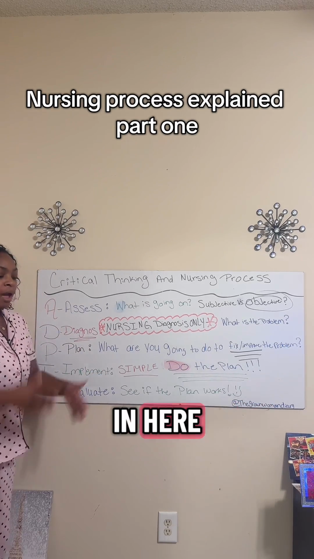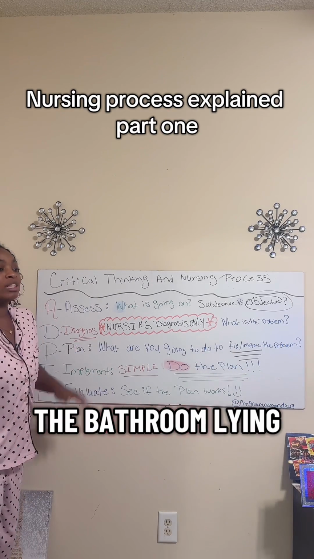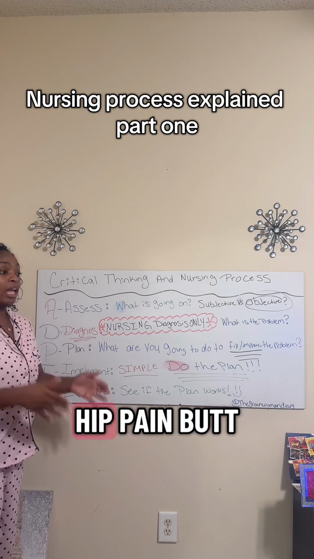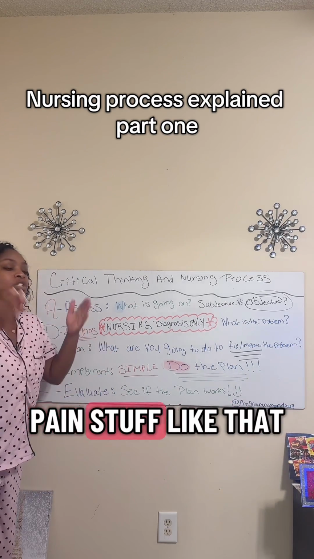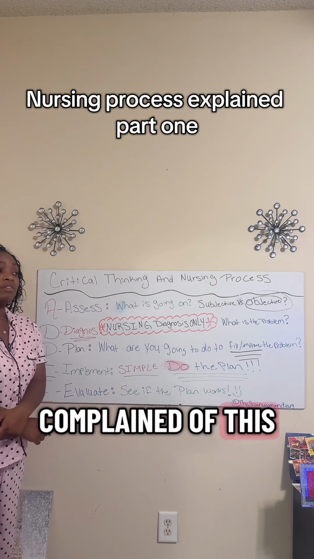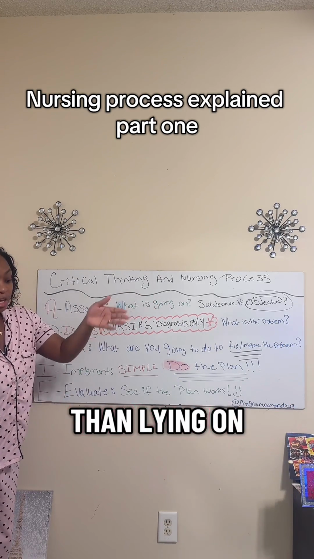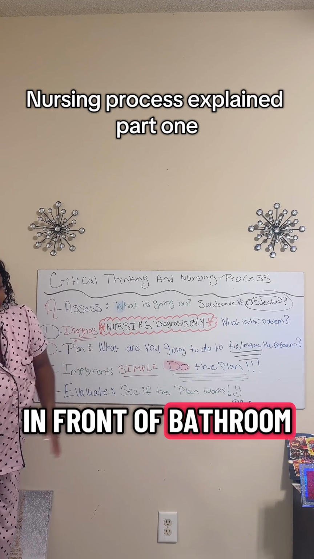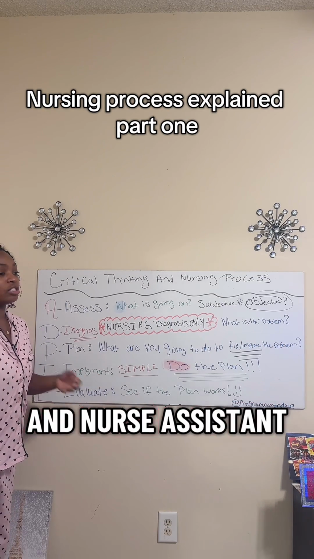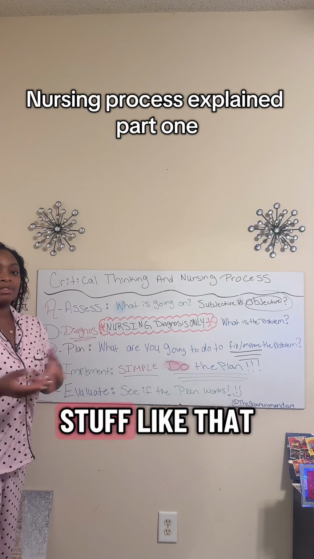Okay, when you go in here, resident or patient lying on floor in front of the bed, in front of the bathroom, lying on the right side, no complaints of any pains, or complaints of leg pain, hip pain, butt pain, whatever kind of pain, stuff like that. That is the objective. What did you see? Well, I ain't gonna say they complaining of this, but you can put that in your note. But objective: resident lying on side, in room, in front of bathroom, CNA and staff assisted, or CNA and nurse assistant, resident up or patient up in the bed, vitals taken at this time, stuff like that.